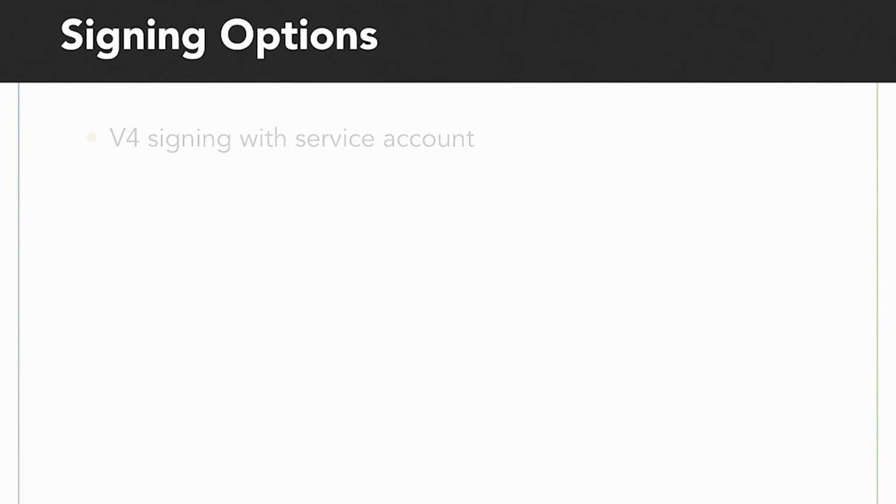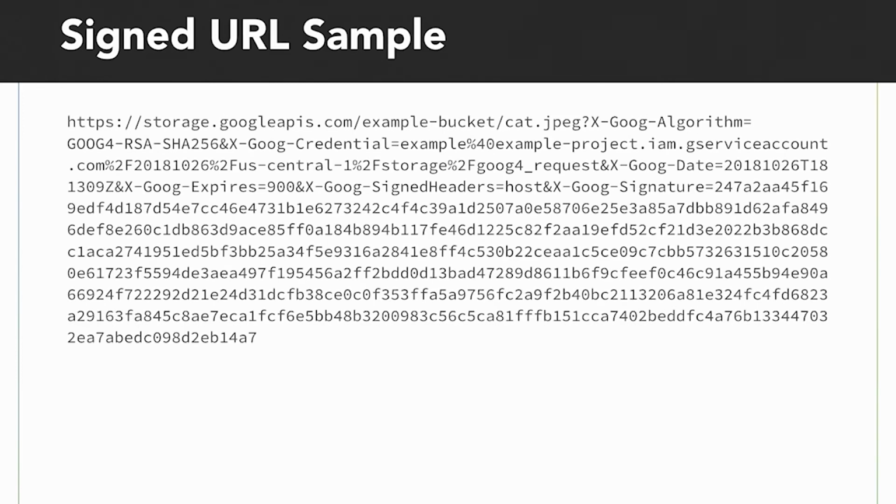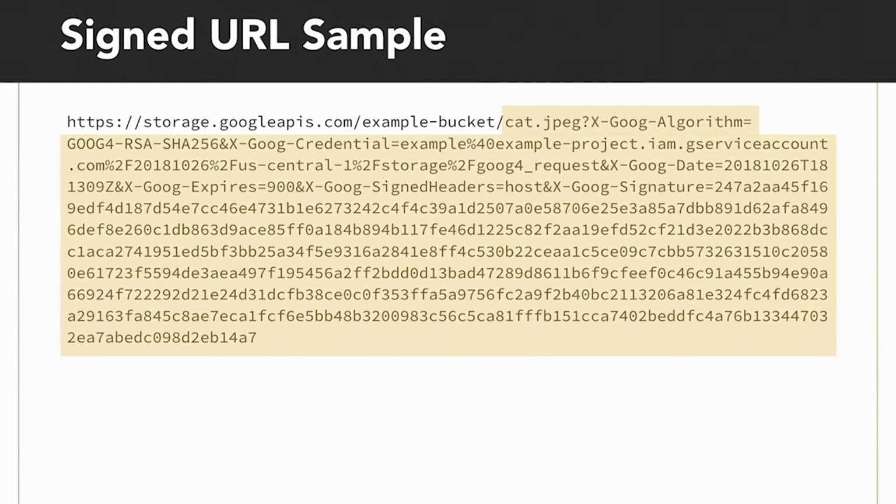Now there are multiple options for generating a signed URL. For this video, we will explain the v4 signing method. This is how a signed URL looks like. It starts with a path to our GCS object, and then it has all these additional query parameters added to it. Let's break this down into parts and go through it one by one.